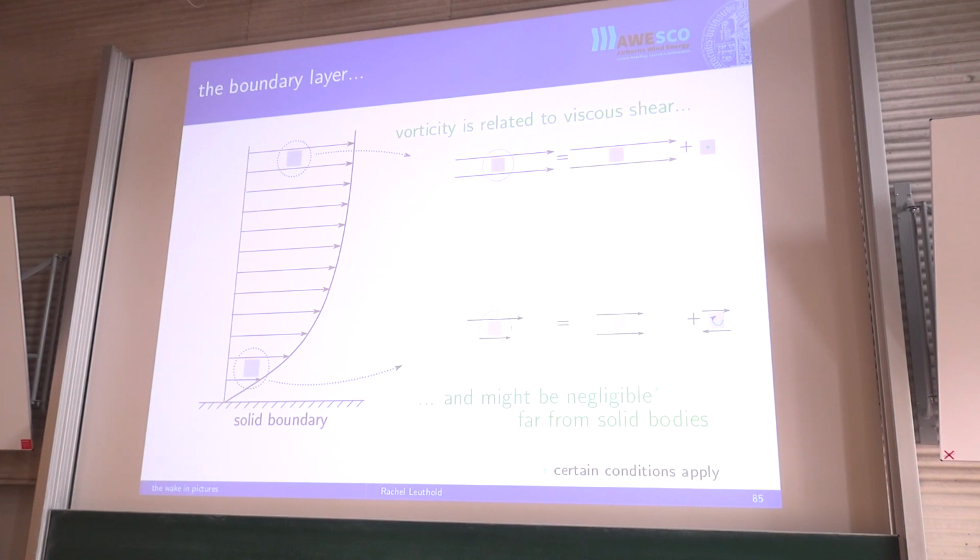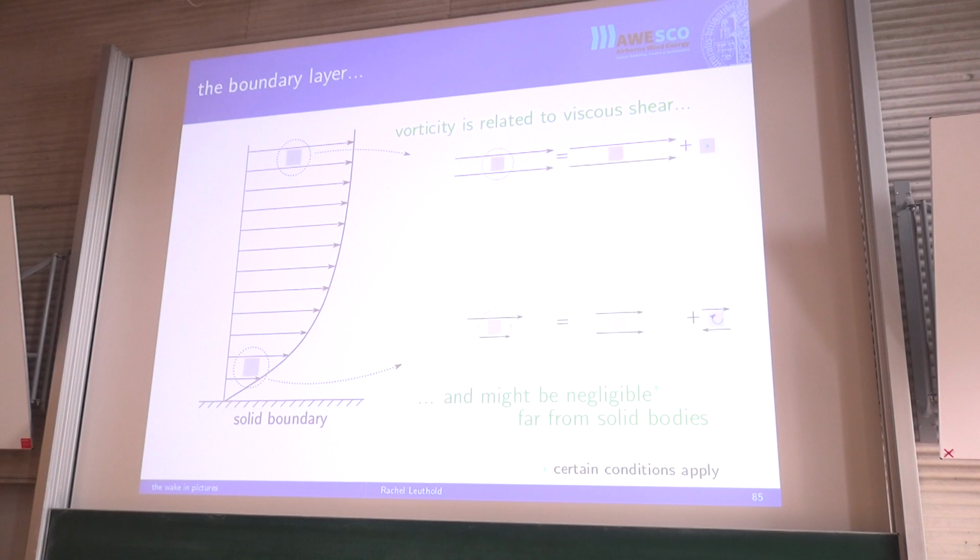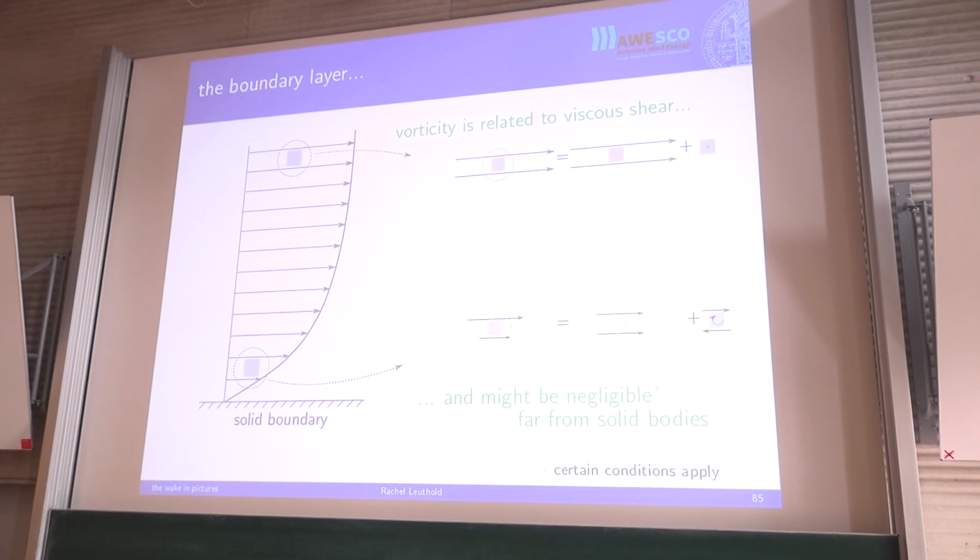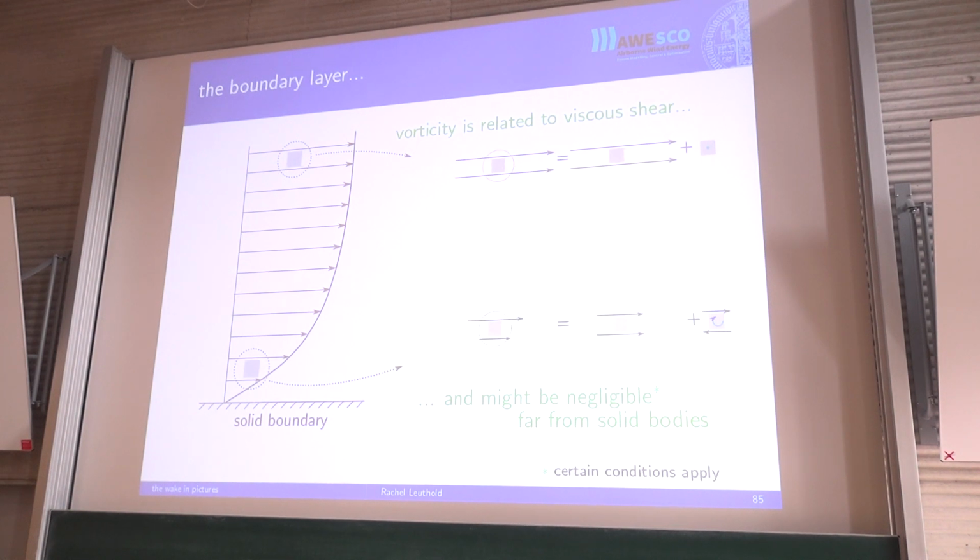And we happen to know, again, I'm not explaining it here, that one of the ways that vorticity enters a flow is through shear gradients, viscous shear particularly. So we might say, maybe up here in the external flow, the vorticity is negligible, and maybe down here, the vorticity is important. So let's make this split between the external flow and the boundary layer and separate how we treat the two.